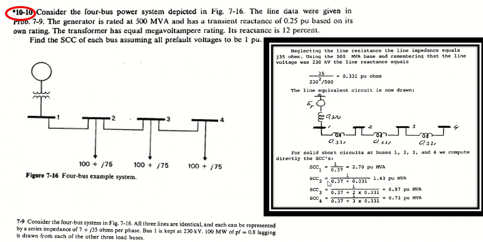Similarly, SCC2 will be equal to 1 divided by, okay, we are going from this side, 0.37 plus 0.331, which will be equal to 1.43 per unit MVA. Now SCC3, again going from this side, we have 0.370 plus 0.331 plus again 0.331. That's why we have here 1 divided by 0.37 plus 2 times 0.331, which is equal to 0.97 per unit MVA.